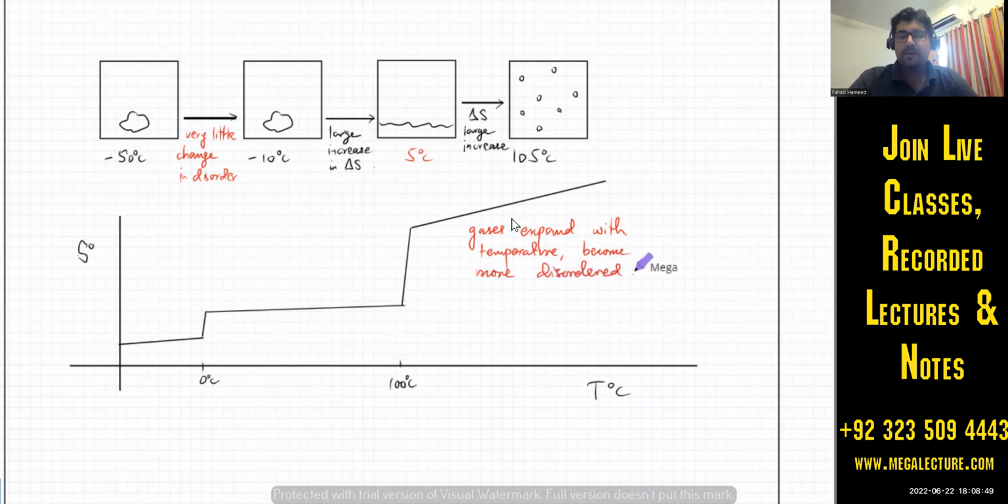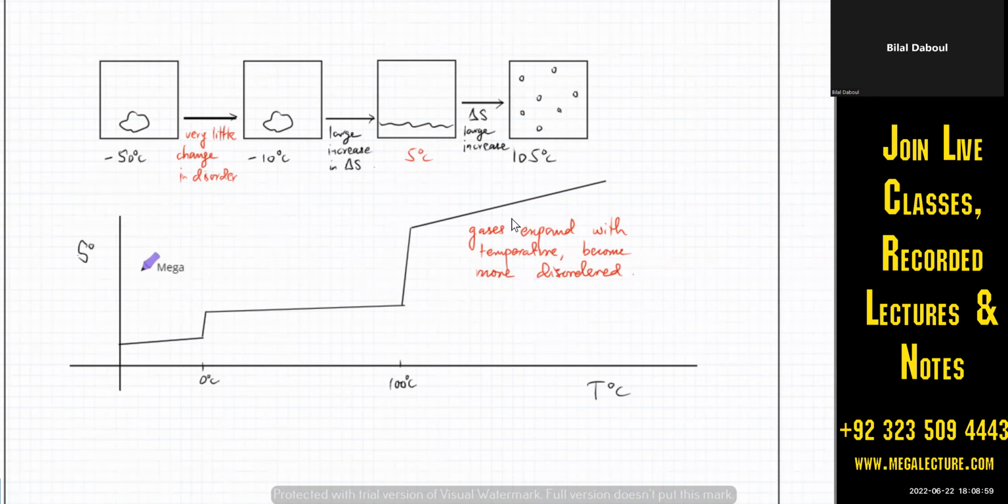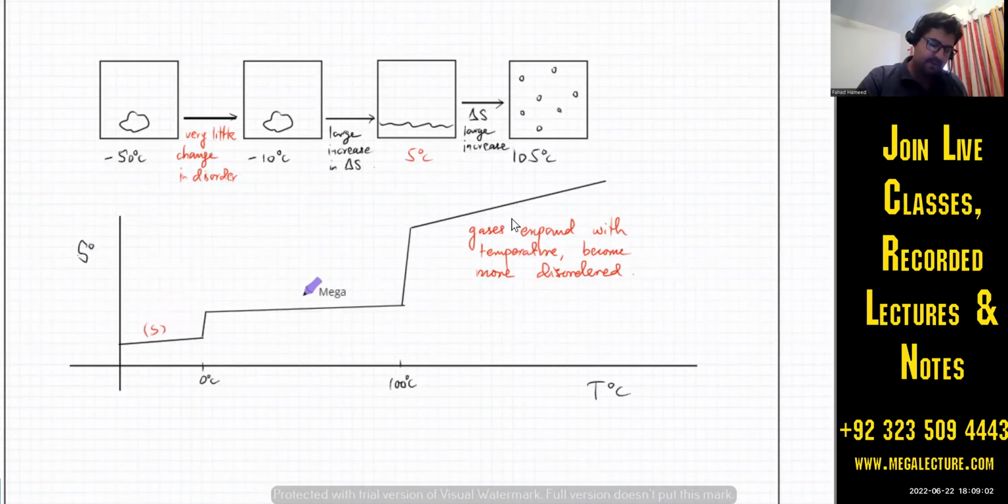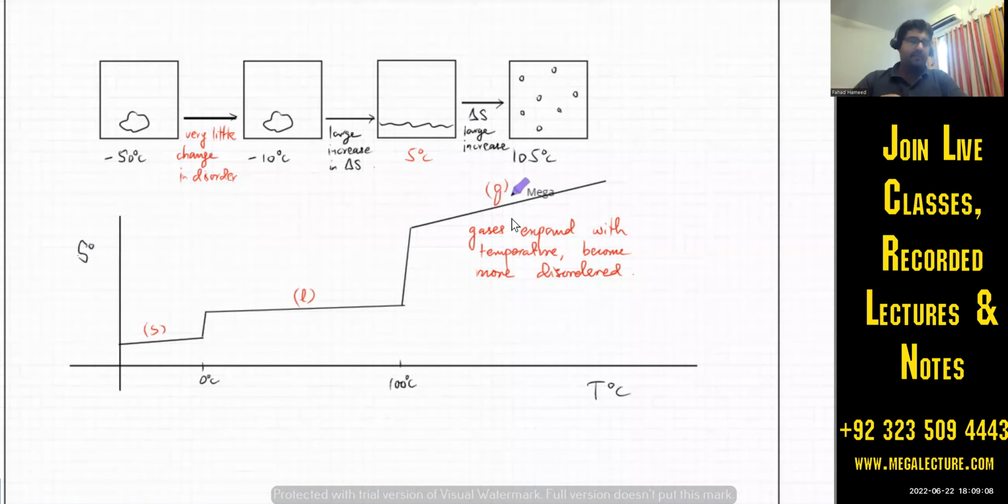So they become more disordered as temperature increases. Is this idea clear? This graph, is this clear? Yes, sir. See, that's solid, that's liquid. Anna, is this clear? Hania, is this clear? Bilal, do you get this? Right? Yes, sir.